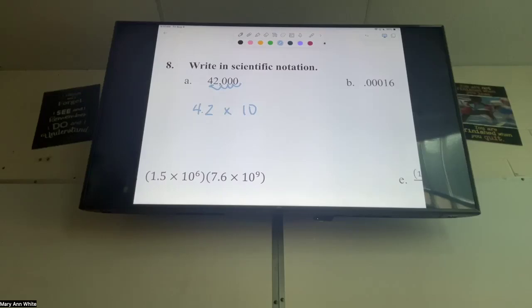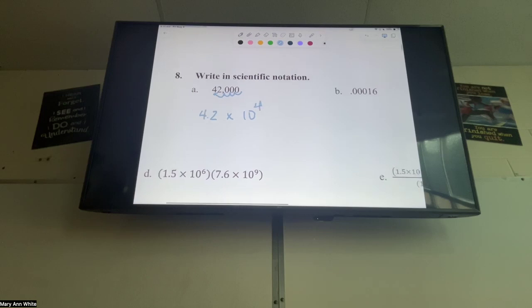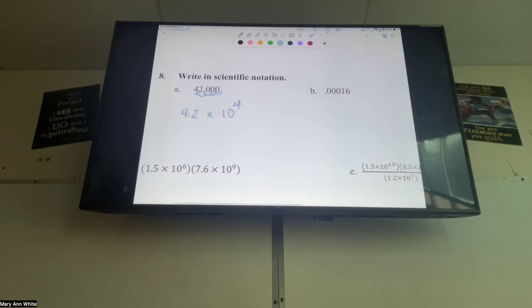And how do I know what number that exponent of 10 is gonna be? How many little jumps you did, right? So we did 1, 2, 3, 4 jumps. So it's gonna be 10 to the 4th. A really big number is gonna have a positive exponent. A really small number is gonna have a negative exponent. So that's what I remember.